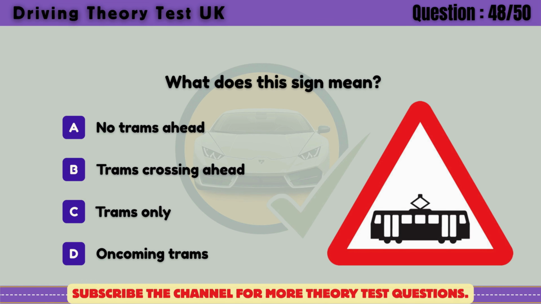Option A. No trams ahead. B. Trams crossing ahead. C. Trams only. D. Oncoming trams.